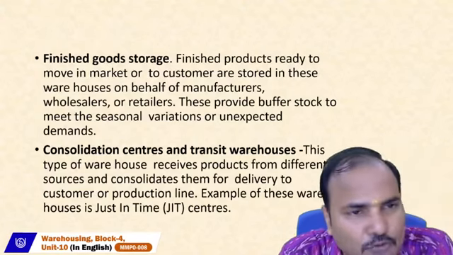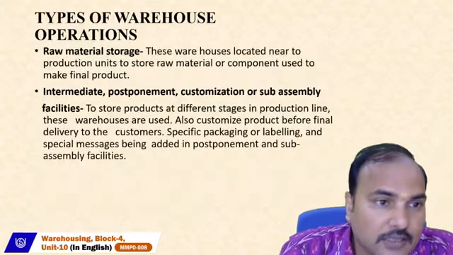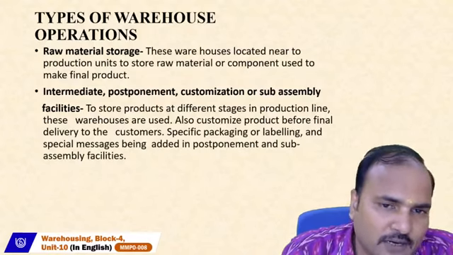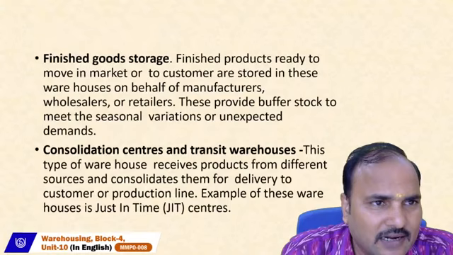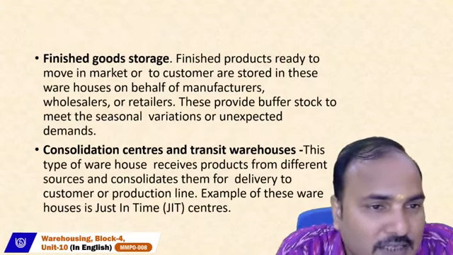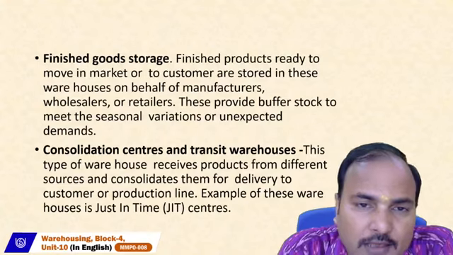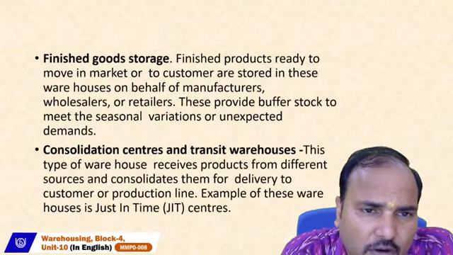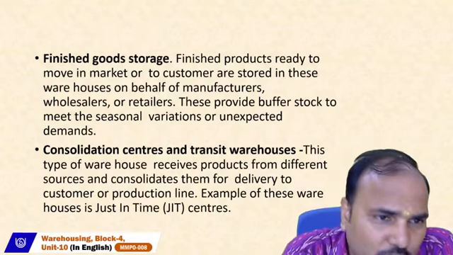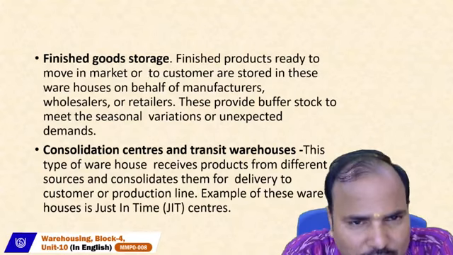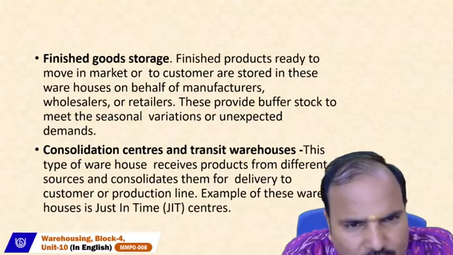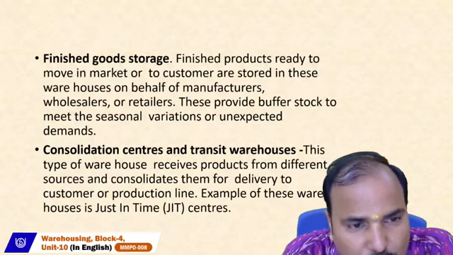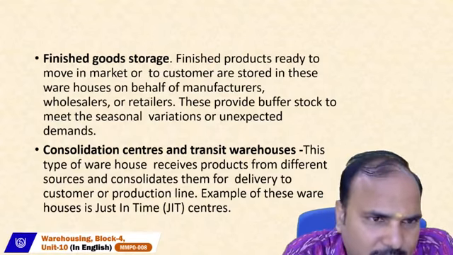Next is finished goods storage. After raw material storage and intermediate, postponement, customization or sub-assembly facilities, another type of warehouse operation is finished goods storage. The finished products ready to move to the market or to customers are stored in these warehouses on behalf of manufacturers, wholesalers, or retailers. These provide buffer stock to meet seasonal variations or unexpected demands.